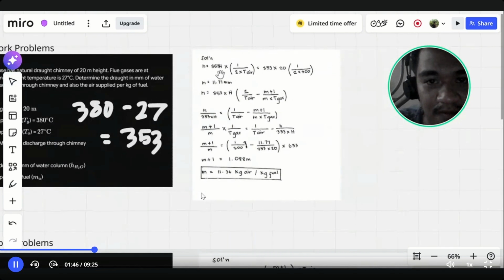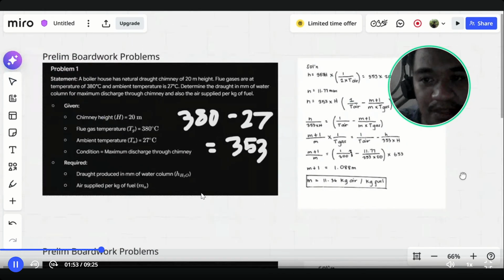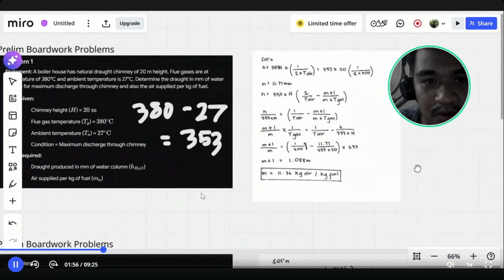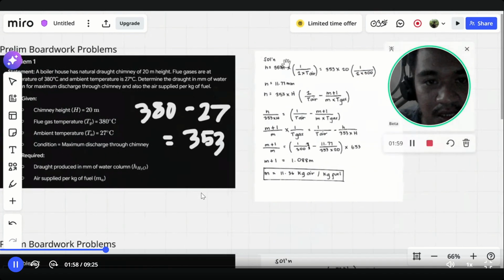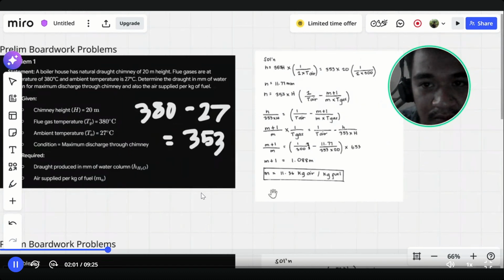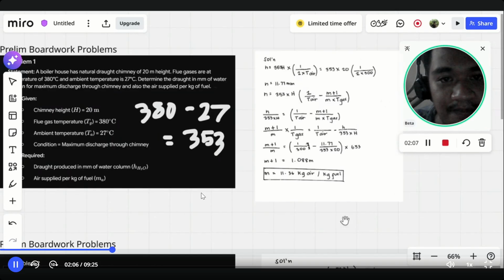For the computing, we multiply, and after that we transpose T_R, which is 20, and then we minus that, times 300. So the answer was 11.77 millimeters. And for the H, we have 353 times H, and then 1 over T air, then m plus 1, then m times T gas.